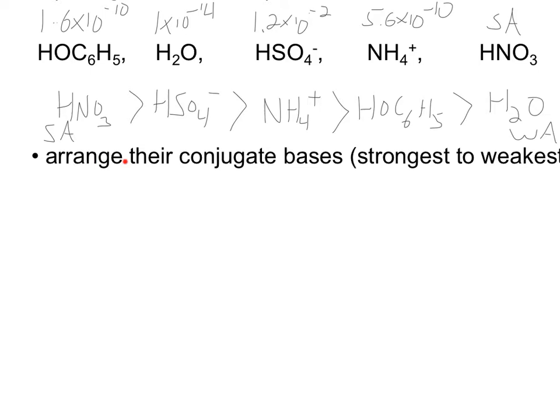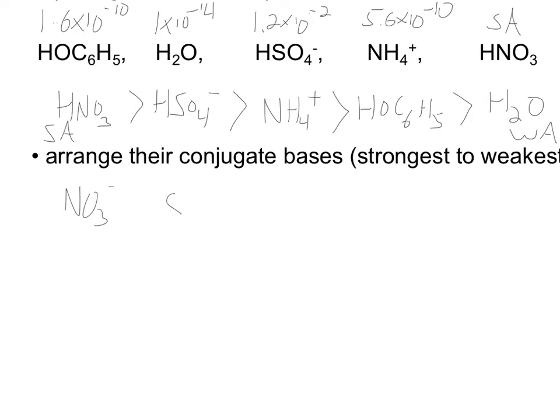Now this next question says, arrange their conjugate bases. So we have to know what their conjugates are. If we take off a hydrogen, we have the conjugate base. So for HNO3, my conjugate base is just nitrate.